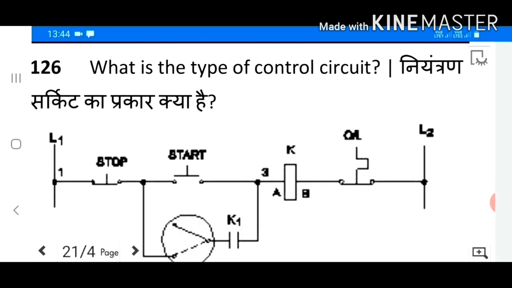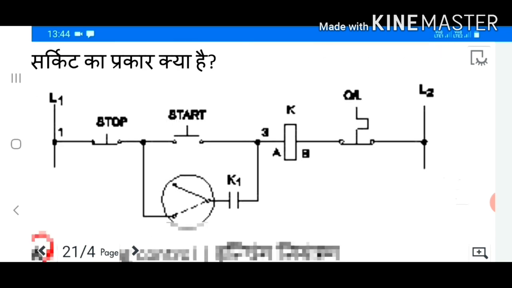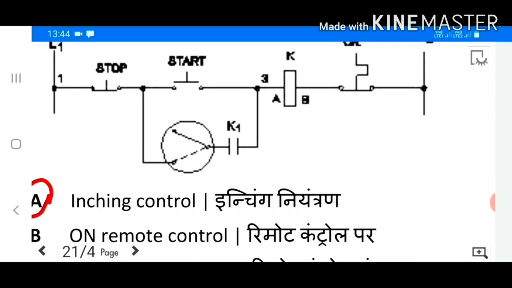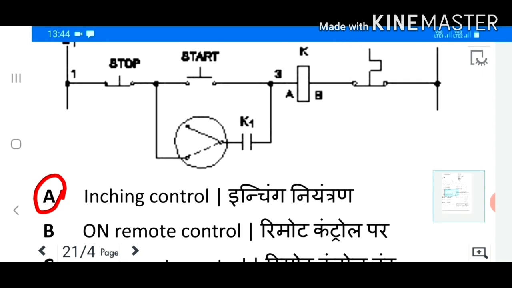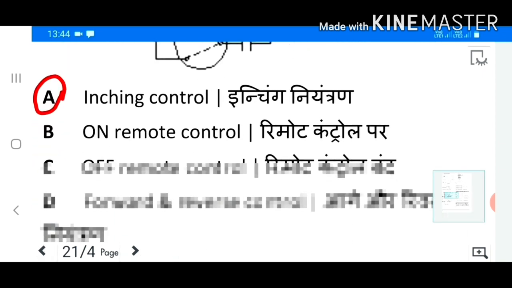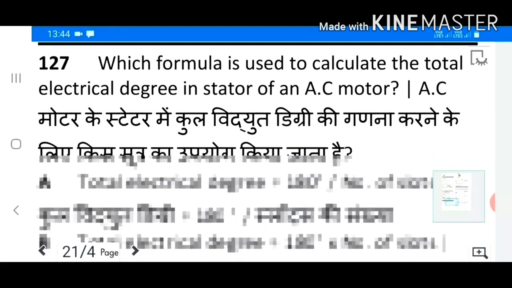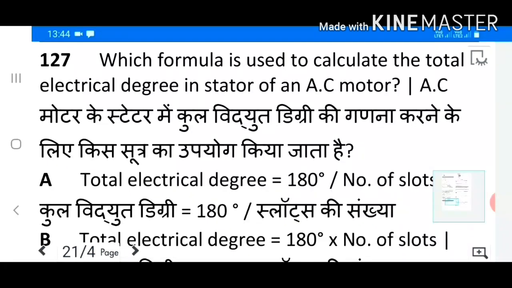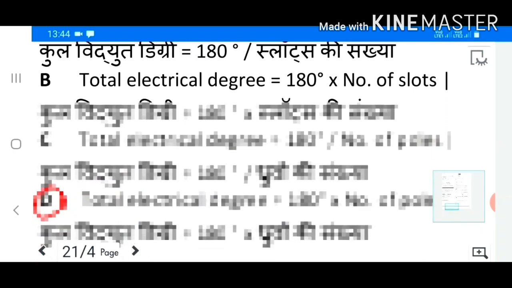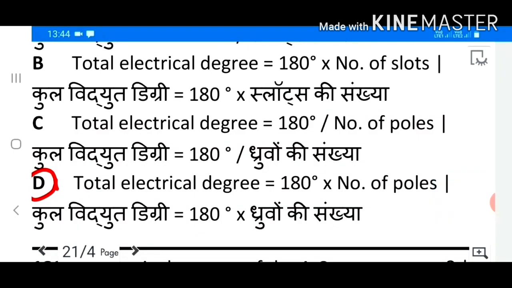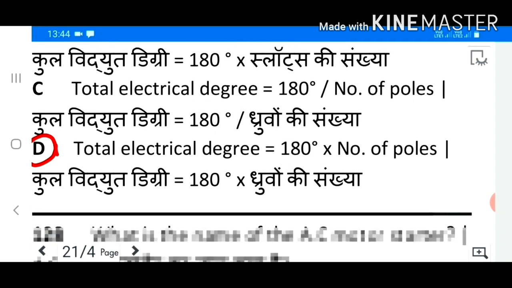126. What is the type of control circuit? Answer A. Inching control. 127. Which formula is used to calculate the total electrical degree in stator of an AC motor? Answer D. Total electrical degree equal to 180 degree into number of poles.